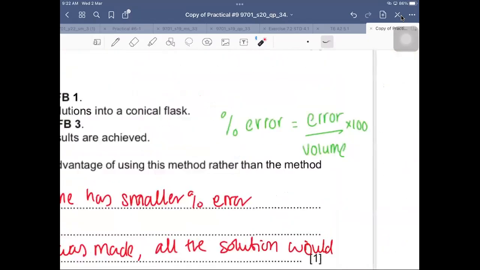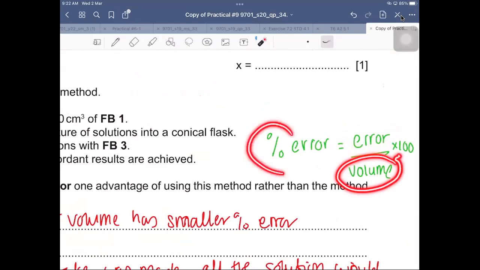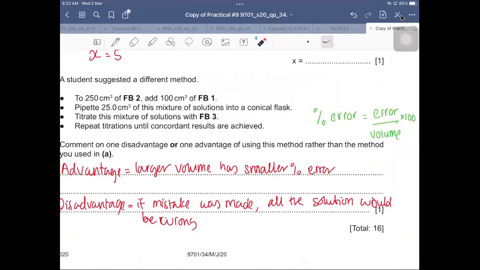Percentage error is equal to error over volume. So you imagine if your volume is bigger, instead of using 10 cm³, we use 100 cm³. What happens to your percentage error? It's smaller. Okay? So that's why in any practical or in any reaction, if you use a bigger value, whether it's a bigger volume or bigger mass, your error will be smaller. Then you may ask, so why don't we do it? Because it's just not economical.